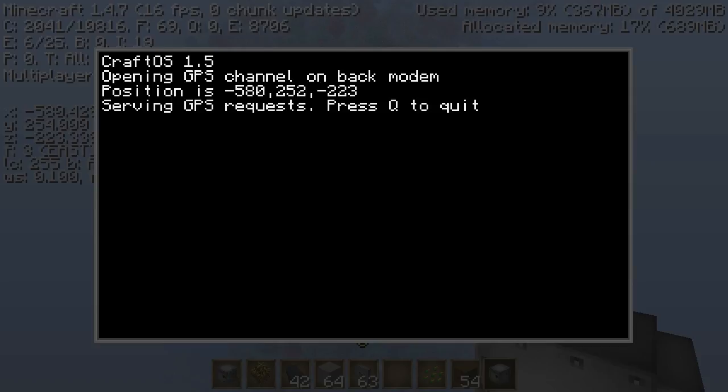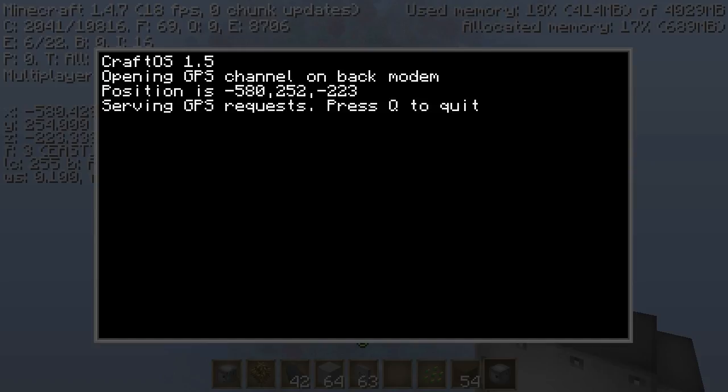So yeah, let's just put these numbers in, because even though it's not quite perfect, and it's at least one out on probably the Y and Z, it's not too bad. So if we say that this is going to be minus 580, 252, minus 223, and this is what's going to go in the startup. So that's going to be the top one, which is GPS 1.